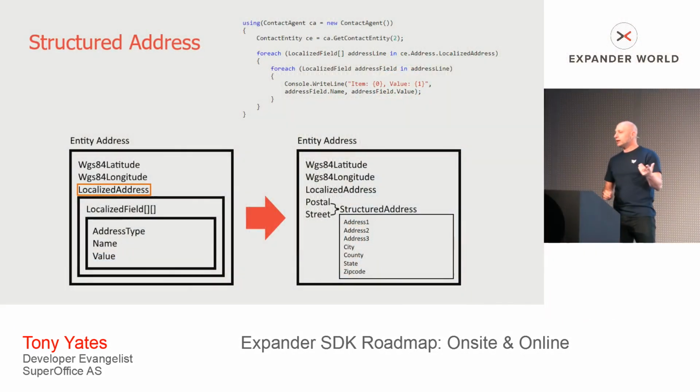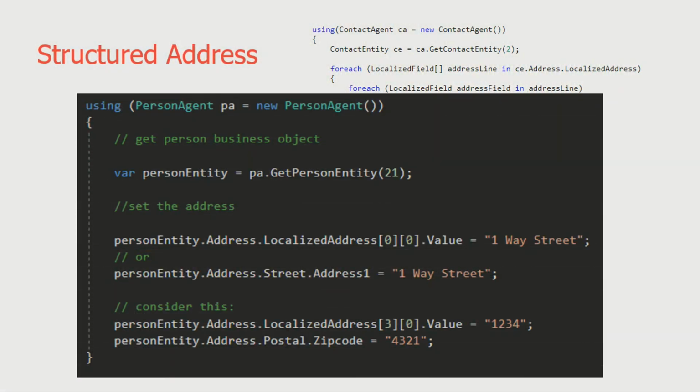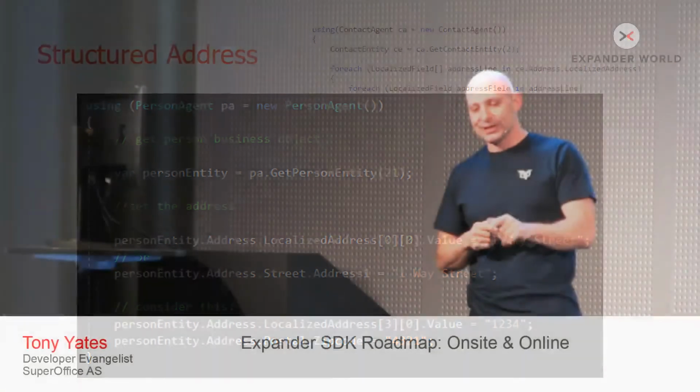So now, on an entity's address, on a contact.address or a person.address property, you're going to get a localized address, or instead of that, sorry, person address, postal, and street. And you can go ahead and directly populate the properties that way. Easy? So here you can see by populating the person entity at personentity.address.localized field, you can still do it the old way if you want to. You don't have to change any of your existing code. It's just going to work. However, if you want to populate an address using the street.address1 field, by all means go ahead and do that.